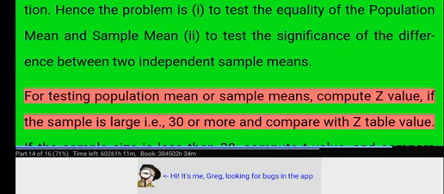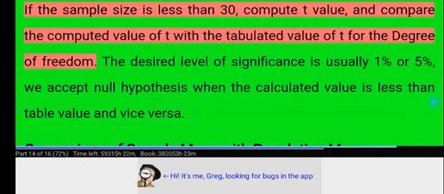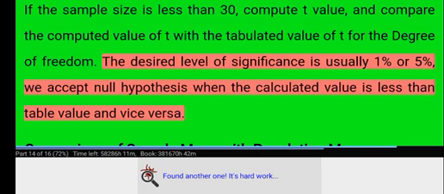For testing population mean or sample means, compute Z value if the sample is large, i.e., 30 or more, and compare with Z table value. If the sample size is less than 30, compute T value, and compare the computed value of T with the tabulated value of T for the degree of freedom. The desired level of significance is usually 1% or 5%. We accept null hypothesis when the calculated value is less than table value and vice versa.